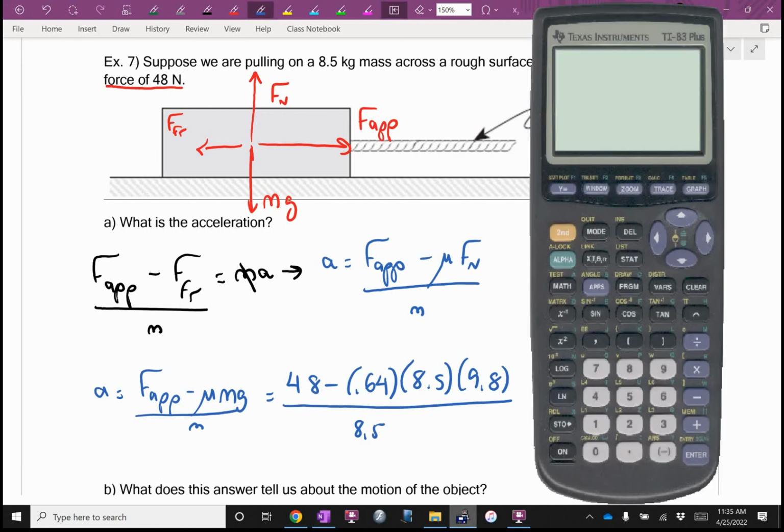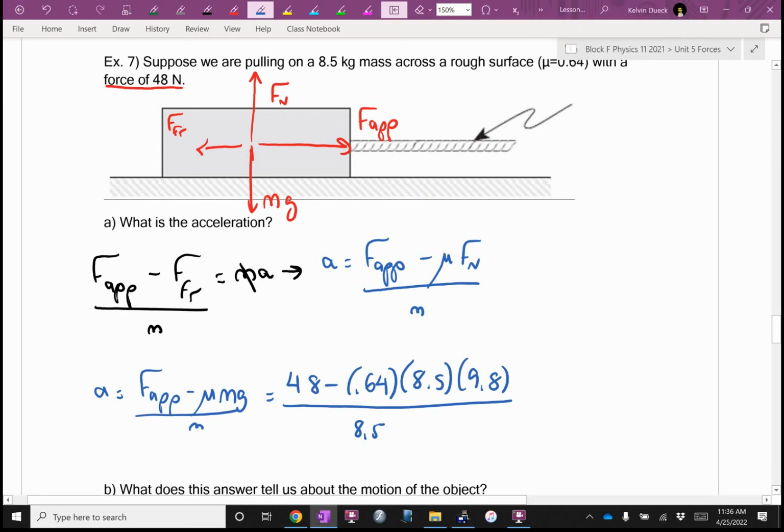So on my calculator, if I type this really quickly, I get bracket 48 minus 0.64 times 8.5 times 9.8, close off the bracket, divided by 8.5, and you get negative 0.625? Put your calculators down, look up. Claudia, you picked the wrong winner.